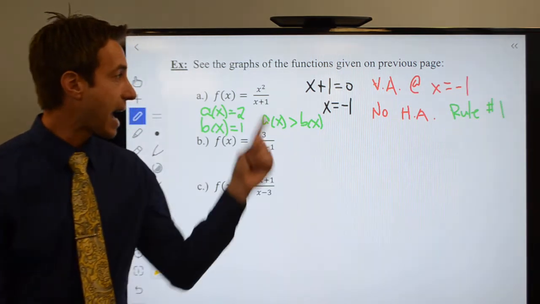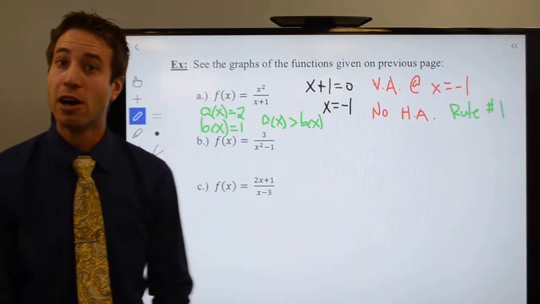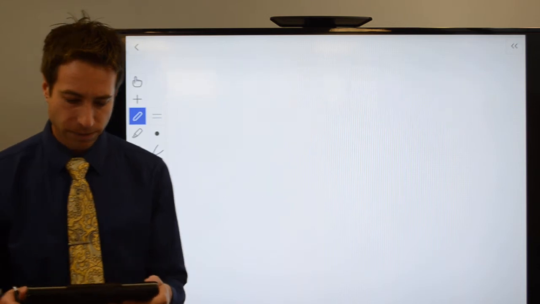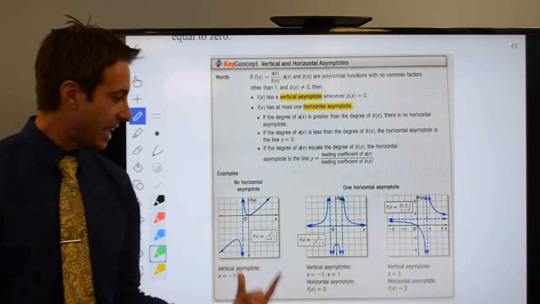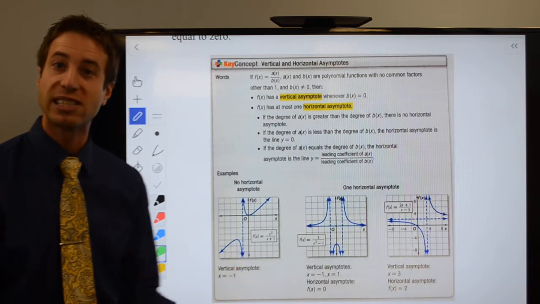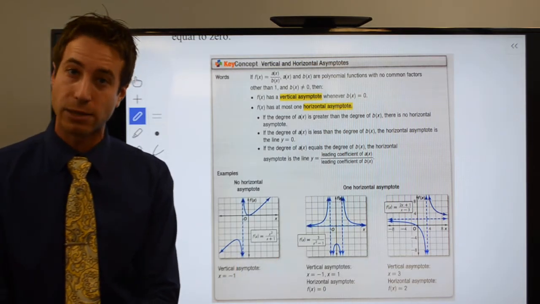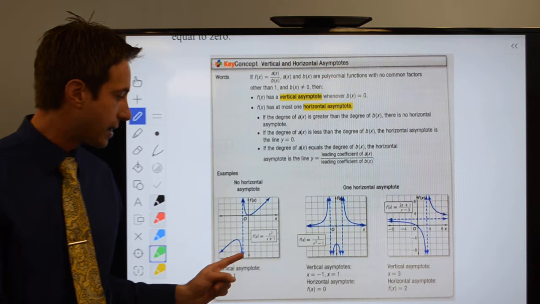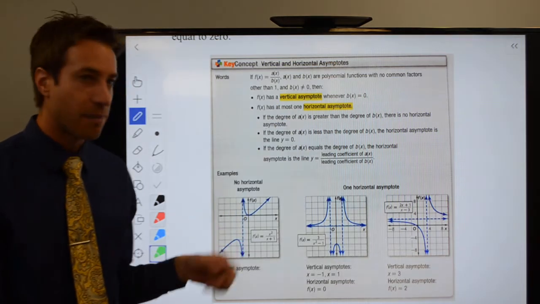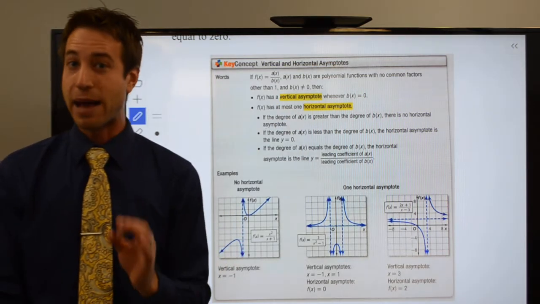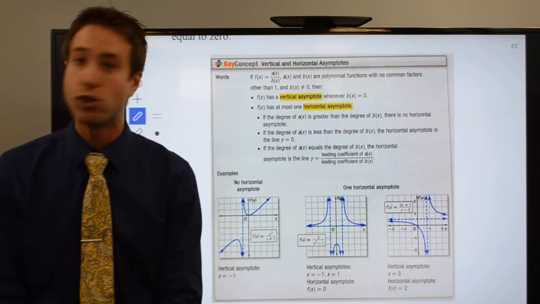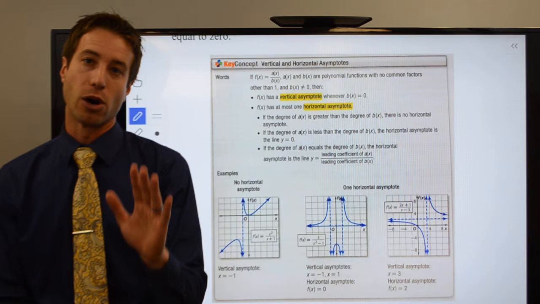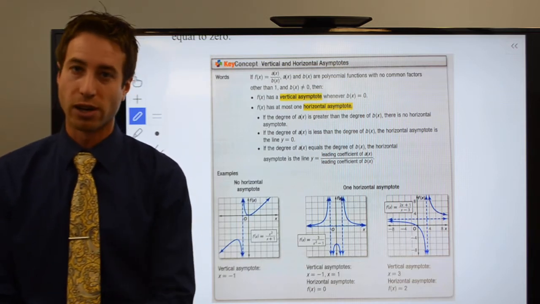Now let me show you. I actually have this function graphed for you. Check out the previous page. That little chart that I gave you, I told you guys we would come back to. Here's that function that you and I just did. We found that there should be a vertical asymptote at -1, and look at that, there it is right there. We also discovered that thanks to rule number 1, because the degree of the top is greater than the degree of the bottom, there is no horizontal asymptote. That's rule number 1, no horizontal asymptote.